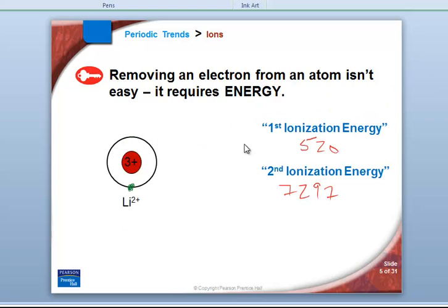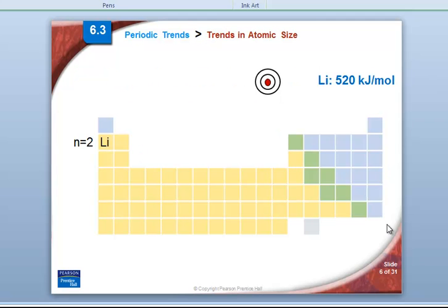So for lithium, the ionization energy is the energy required to remove an electron, and we can specify which electron we're removing. So the first electron we remove, that's the first ionization energy, and that costs 520 units of energy. To remove a second electron, that was the second ionization energy, and that took a lot more effort. So that was 7,297. Okay, so that's, in a nutshell, ionization energy. Now, let's take a look at the trends.